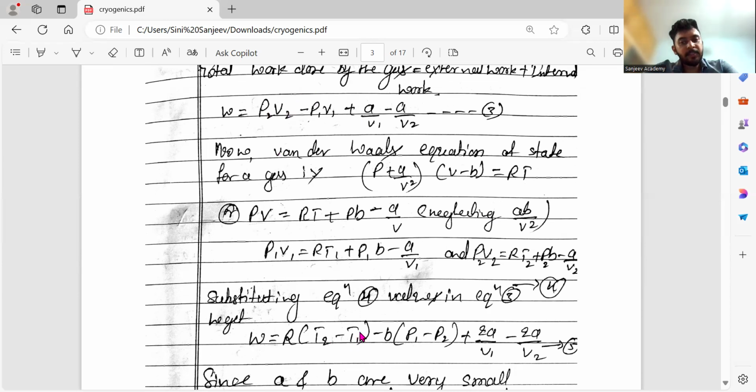R into T2 minus T1. Okay. Yes. And then we have A by V1 and here also A by V2. Correct? Yes. So this is one way we can remember. But the other ones, we have the constants B, correct? As well as A by V1 is also there here, A by V1 and A by V2.